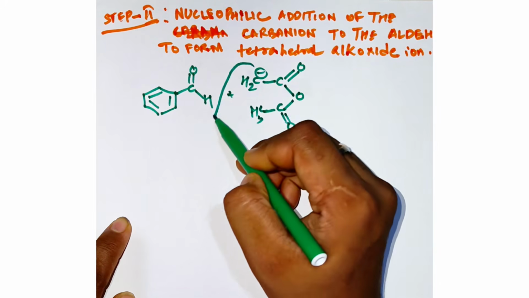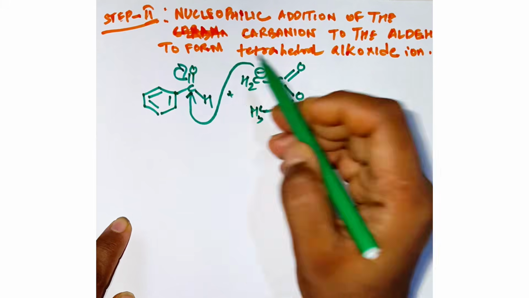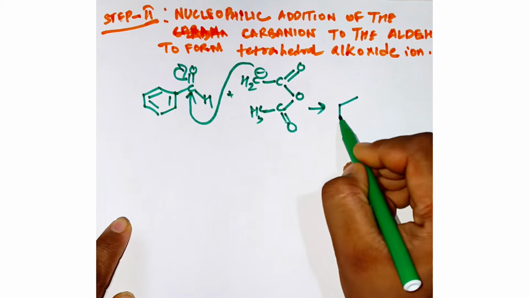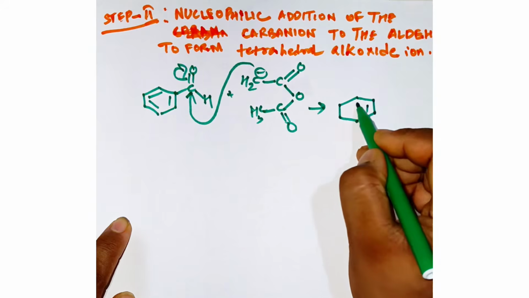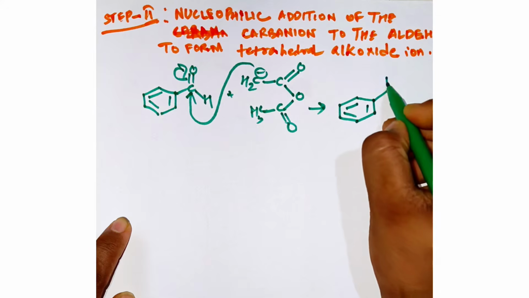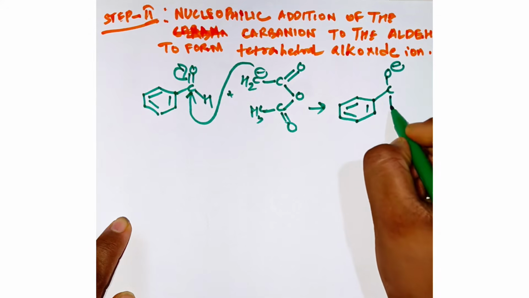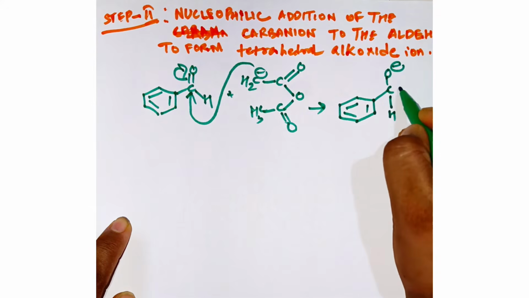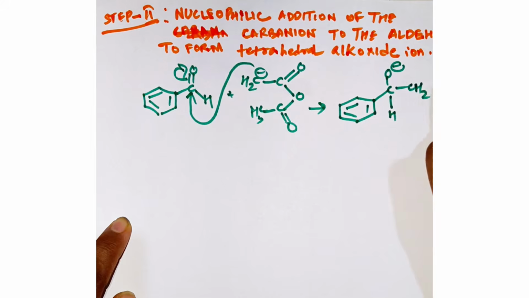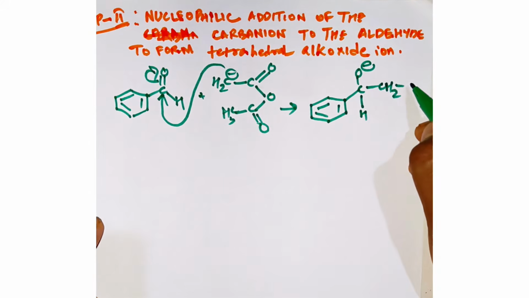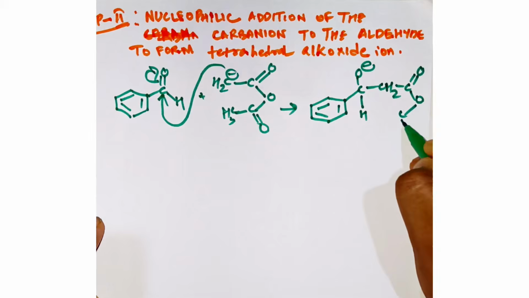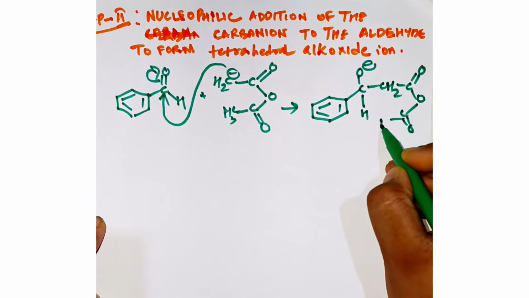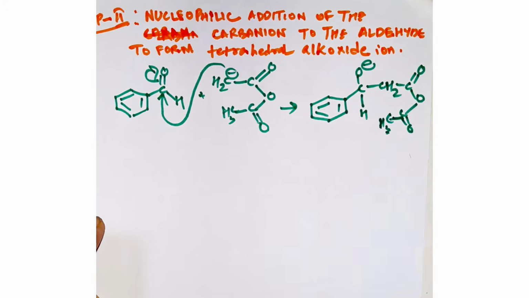Now see, this one is going to come and attack here, and then a tetrahedral alkoxide is formed. O minus. Here comes H, and then there is a CH2, then you have C double bond O, O, C double bond O, then you have H3C here. So this kind of molecule is formed.